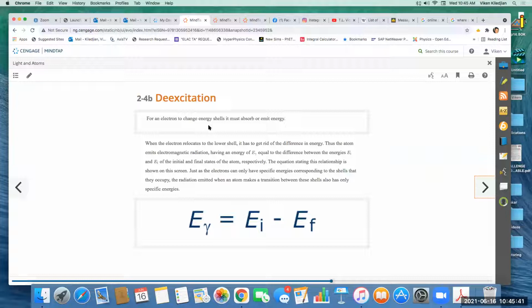For an electron to change energy levels, it must absorb or emit energy. When the electron relocates to the lower shell, it has to get rid of the difference in energy. Thus, the atom emits electromagnetic radiation, having an energy of E gamma equal to the difference between the energies E initial, E final of the initial and final states. The equation stating this relationship is shown on the screen. Just as the electrons can only have specific energies corresponding to the shells that they occupy, the radiation emitted when an atom makes a transition between these shells also has only specific energies.